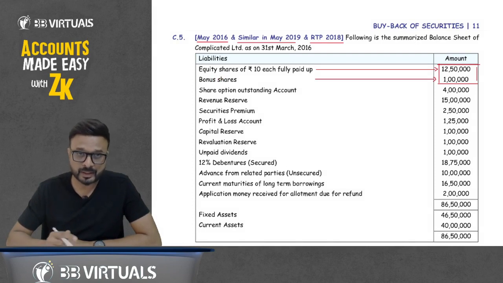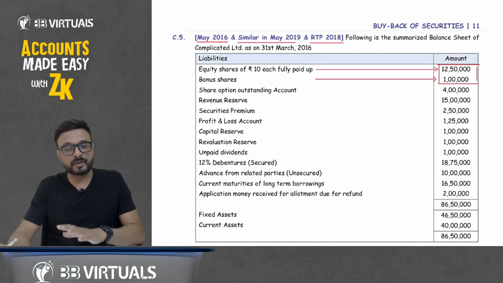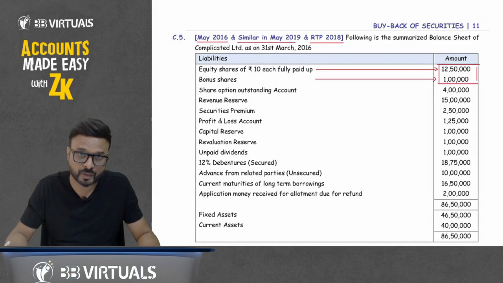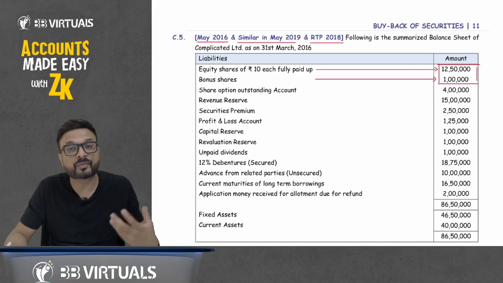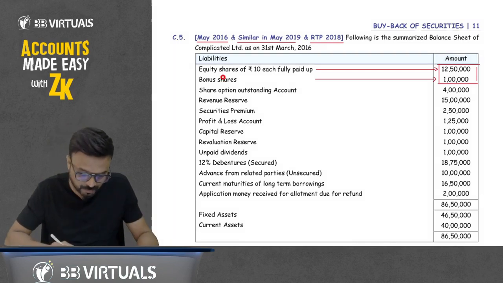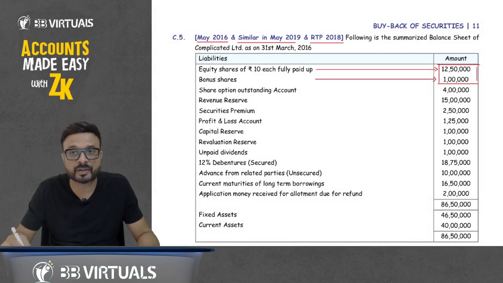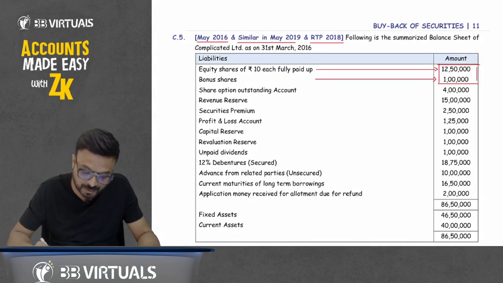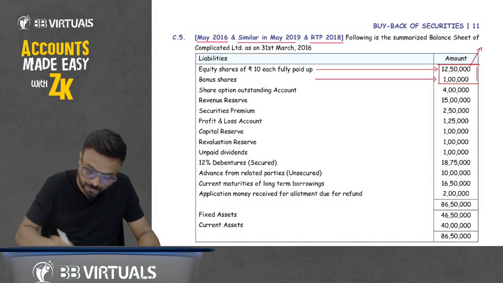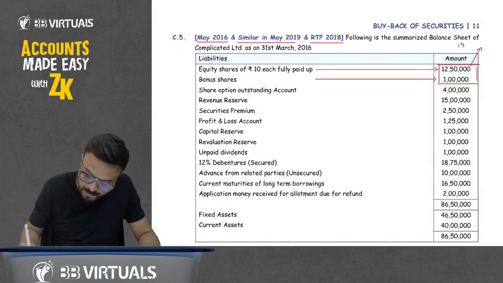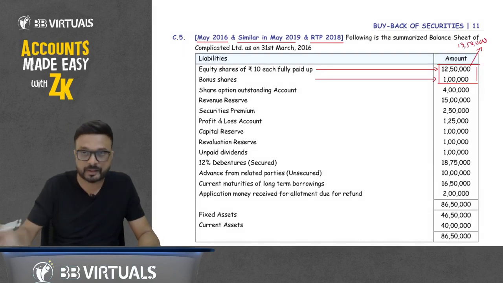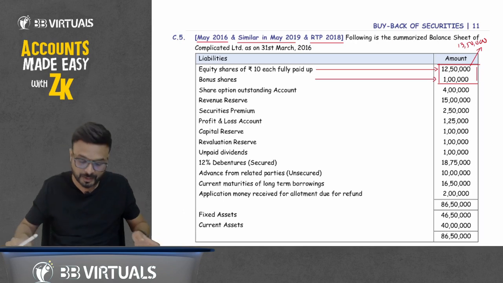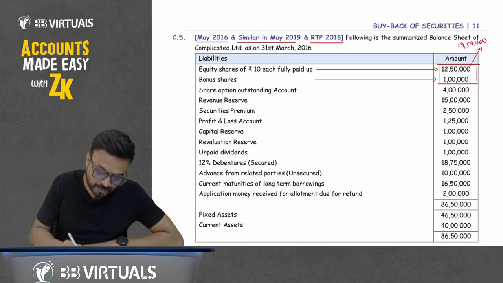But a bonus share is the share which we have given free of cost, additional shares given to existing shareholders at free of cost. This is also equity share capital. So your total equity share capital will be 12,50,000 plus 1 lakh, that will be 13,50,000. So total paid up capital will be 13,50,000.